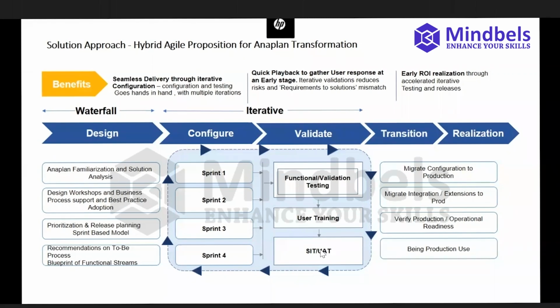UAT means the user will go into the application and start testing. They will see the required outcome, whether the required outcome is coming accurately or not. So what exactly is the user doing? The user is interacting with these user experience pages, and they check whether all the data is coming accurately, whether all the data is correctly calculated or not.